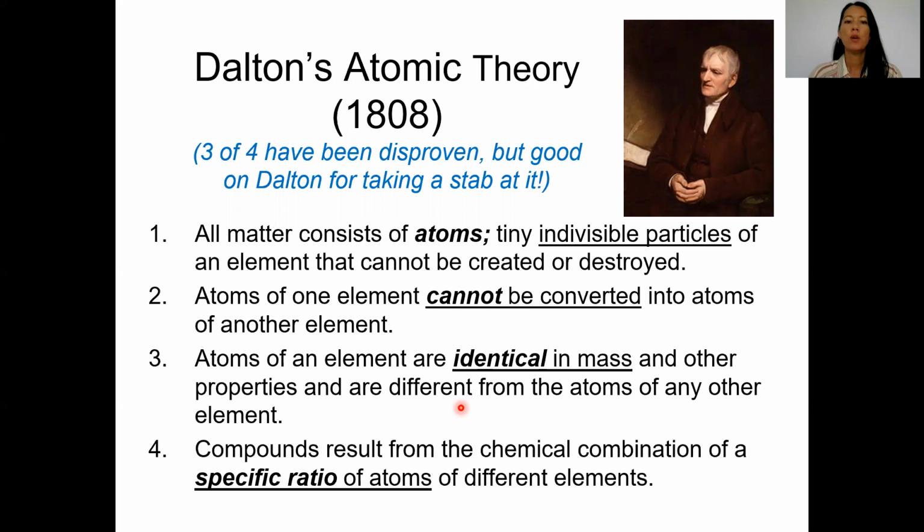Moving to atomic theory. In the early 1800s, John Dalton came up with a theory of what composed matter. This was an interesting theory because we can look at it today and see that 3 out of the 4 that I'm listing here have been disproven.